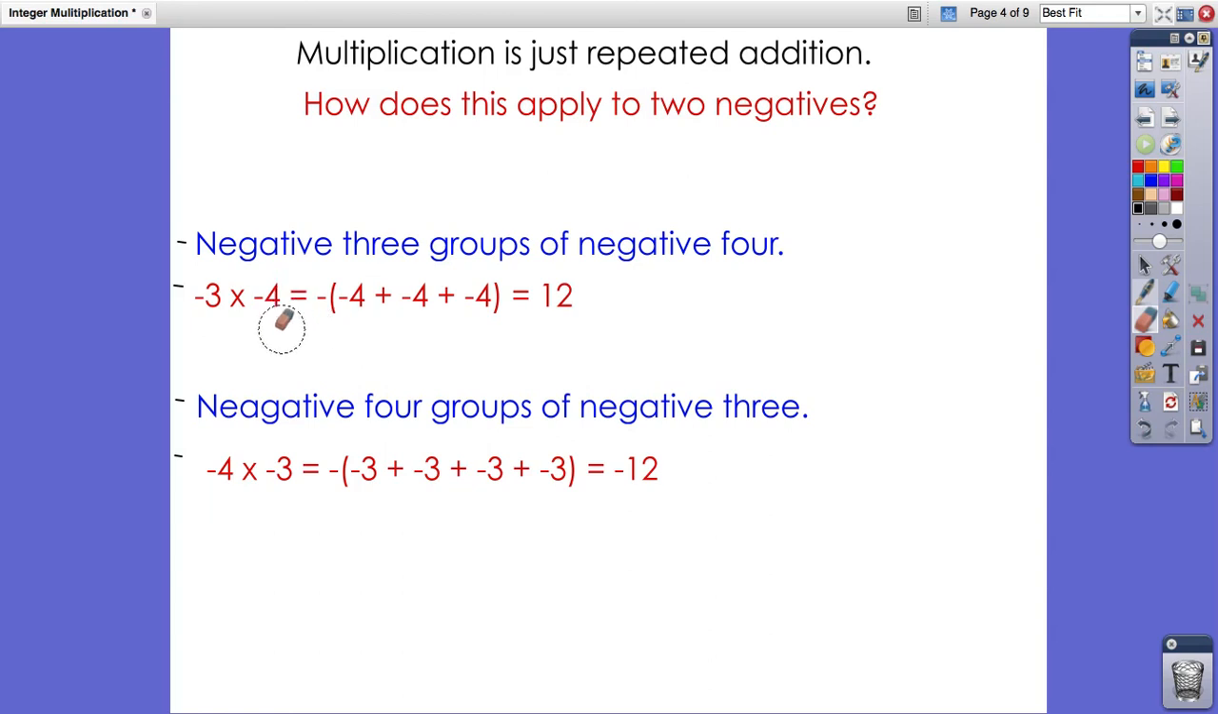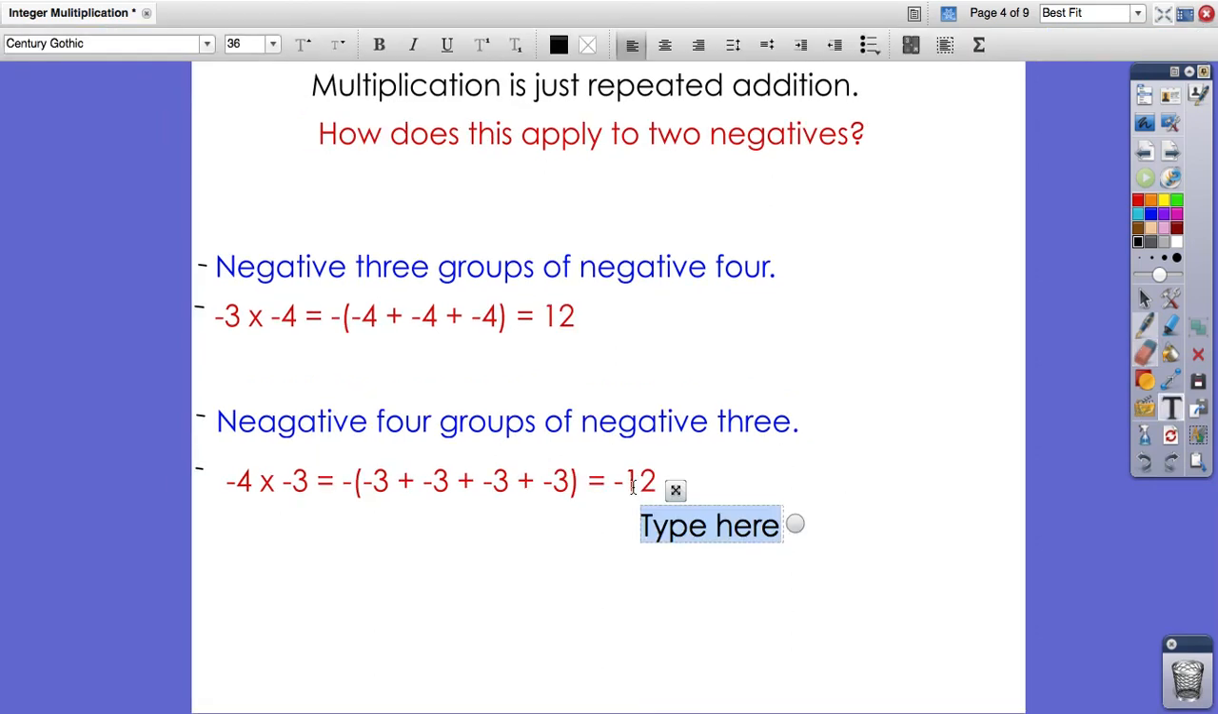So what we've seen is if you have one negative and one positive, we know the answer is going to be negative. But what we've seen here is if you have 2 negatives, the answer is going to be positive. And you probably can tell right off the bat right here that I made a mistake and I forgot to change this to a positive 12. That should be a positive 12 because all these 3's become positive. Okay? My mistake on that.